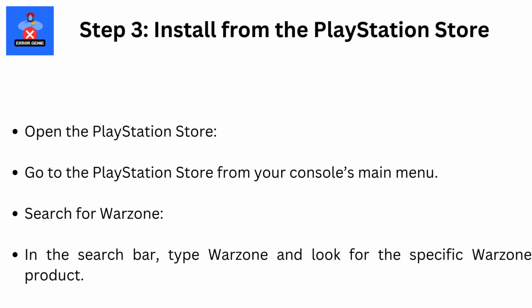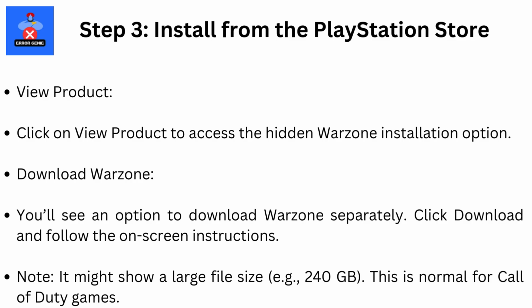Step 3: Install from the PlayStation Store. Go to the PlayStation Store from your console's main menu. In the search bar, type Warzone and look for the specific Warzone product. Click on View Product to access the hidden Warzone installation option. You'll see an option to download Warzone separately. Click Download and follow the on-screen instructions.